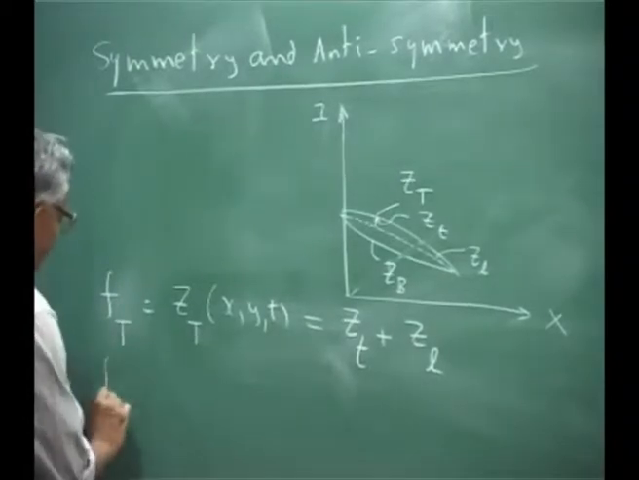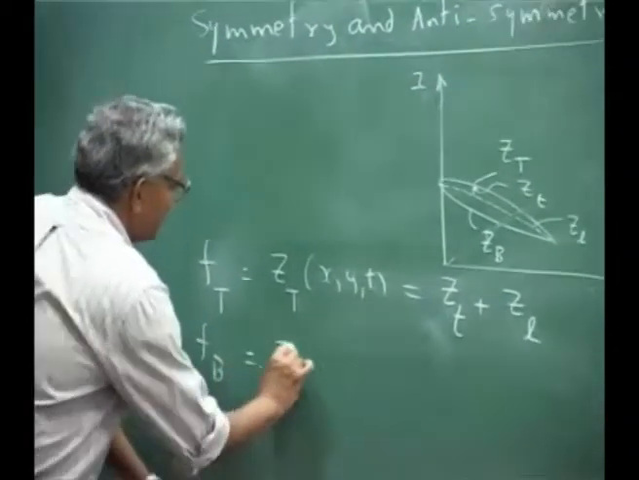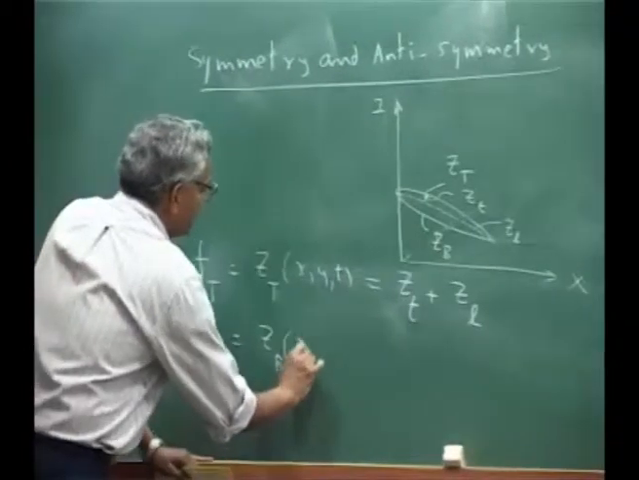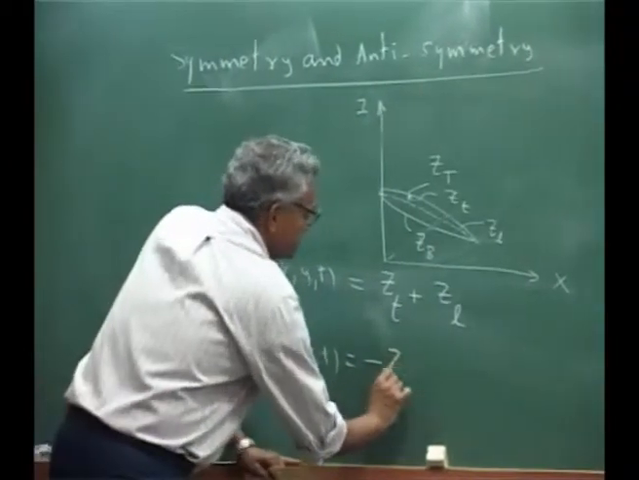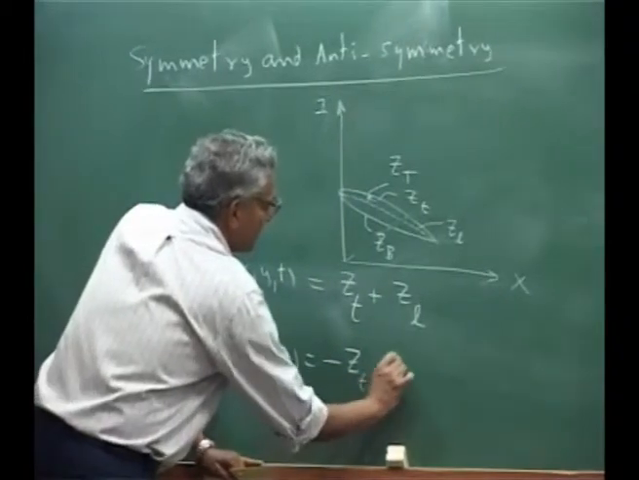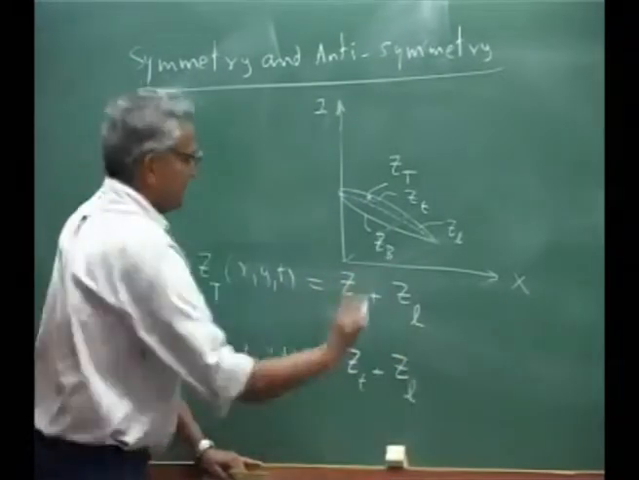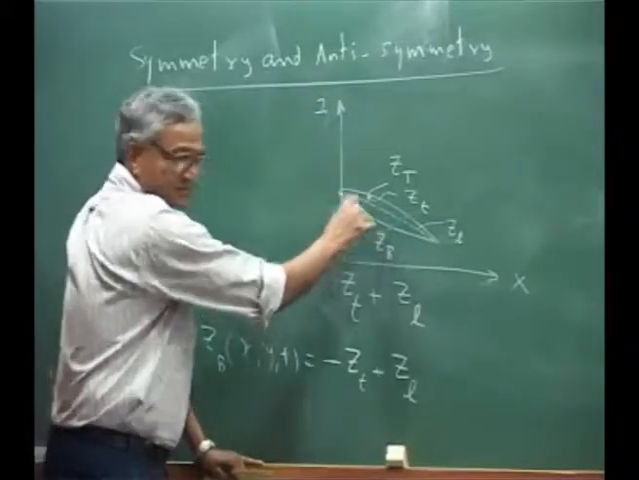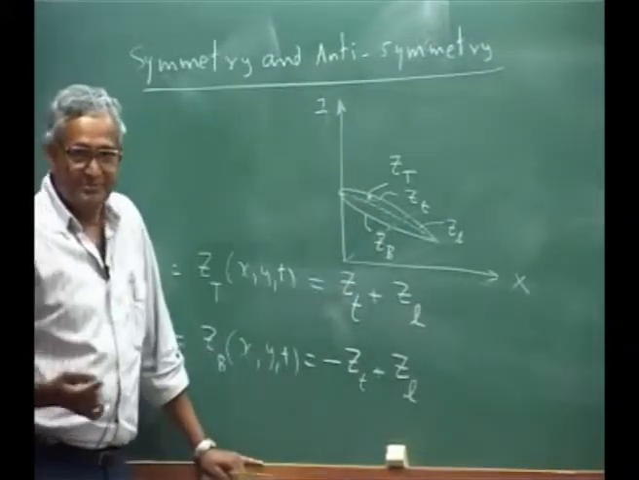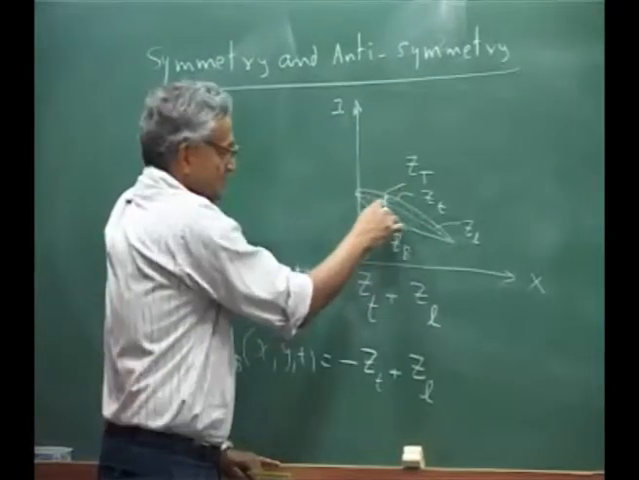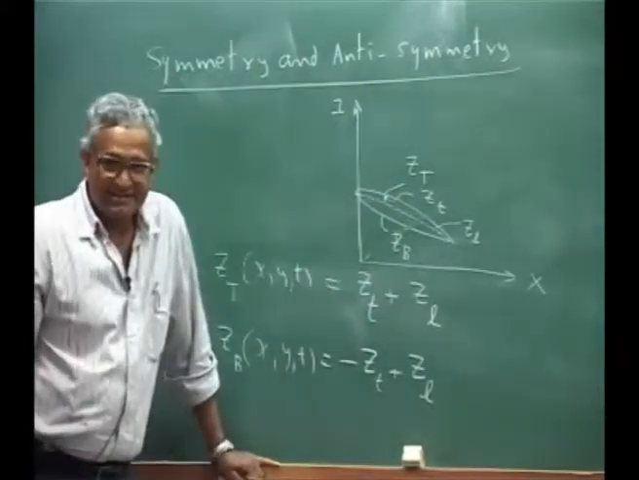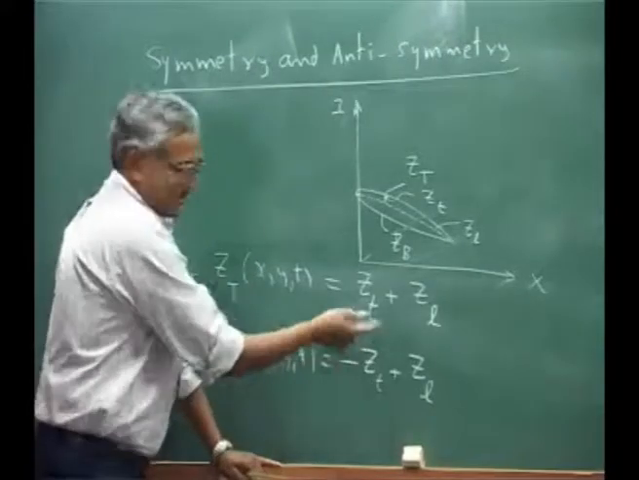And similarly F bottom, this is Z bottom, which I will write as minus, because the thickness is negative. So this is the mid plane plus some thickness, mid plane minus thickness. Thickness is actually Zt by 2, but it does not matter.